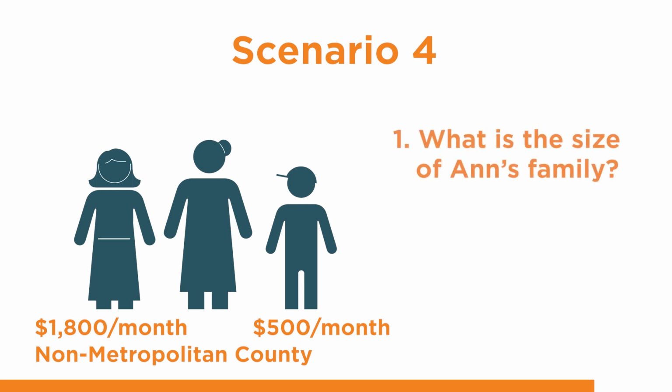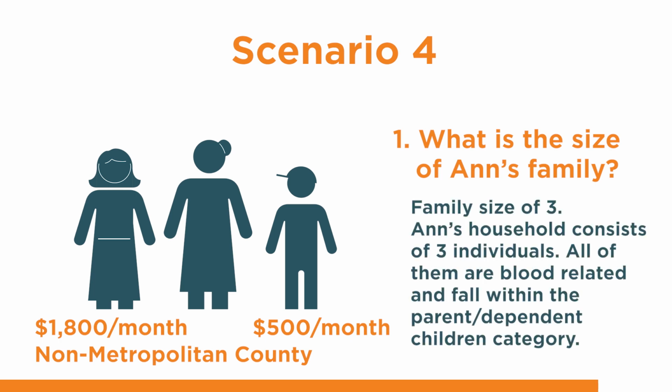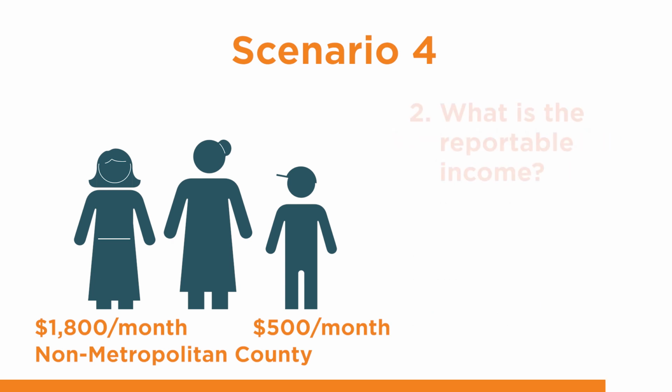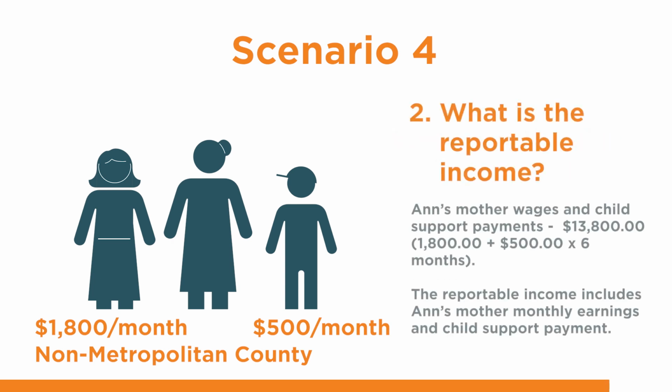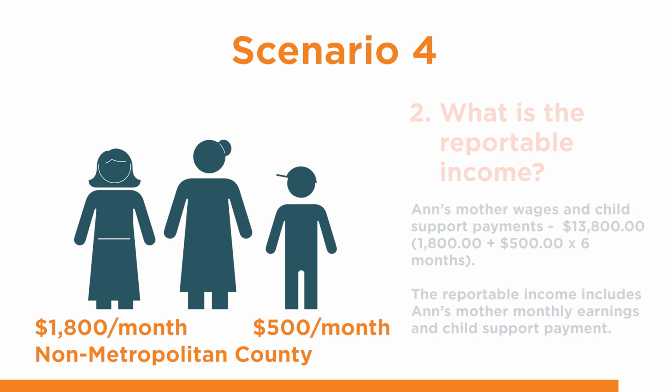1. What is the size of Anne's family? Family size of 3. Anne's household consists of 3 individuals. All of them are blood related and fall within the parent-dependent children category. 2. What is the reportable income? Anne's mother's wages and child support payments amount to $13,800. The reportable income includes Anne's mother's monthly earnings and child support payment.